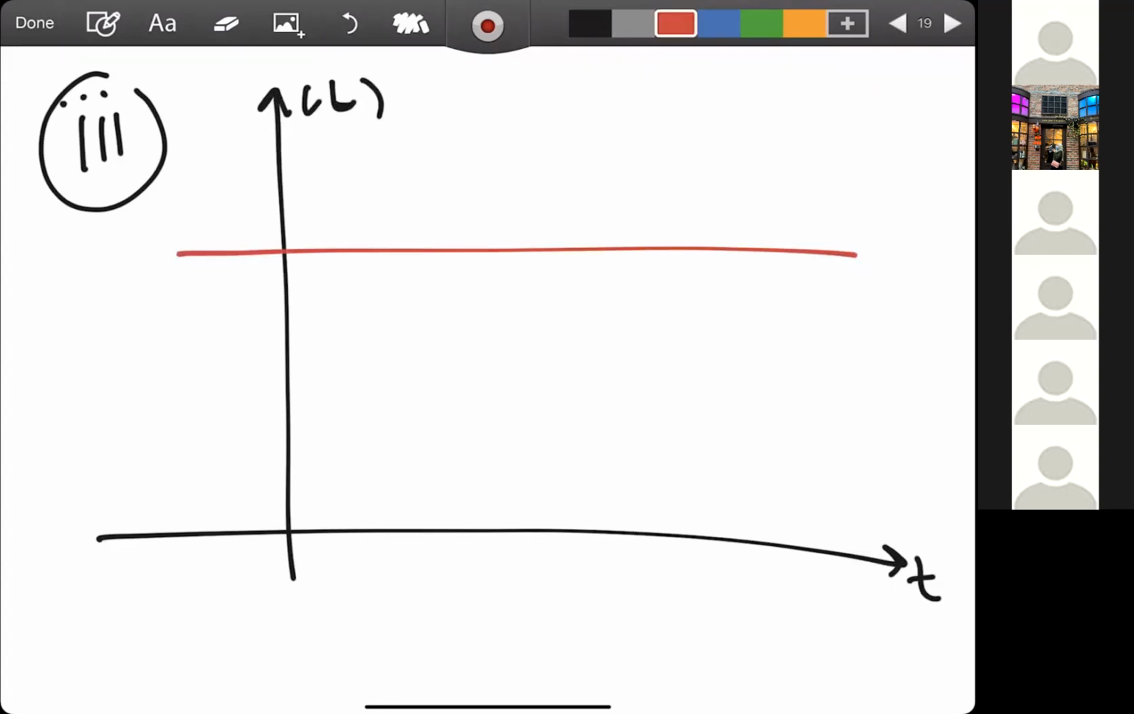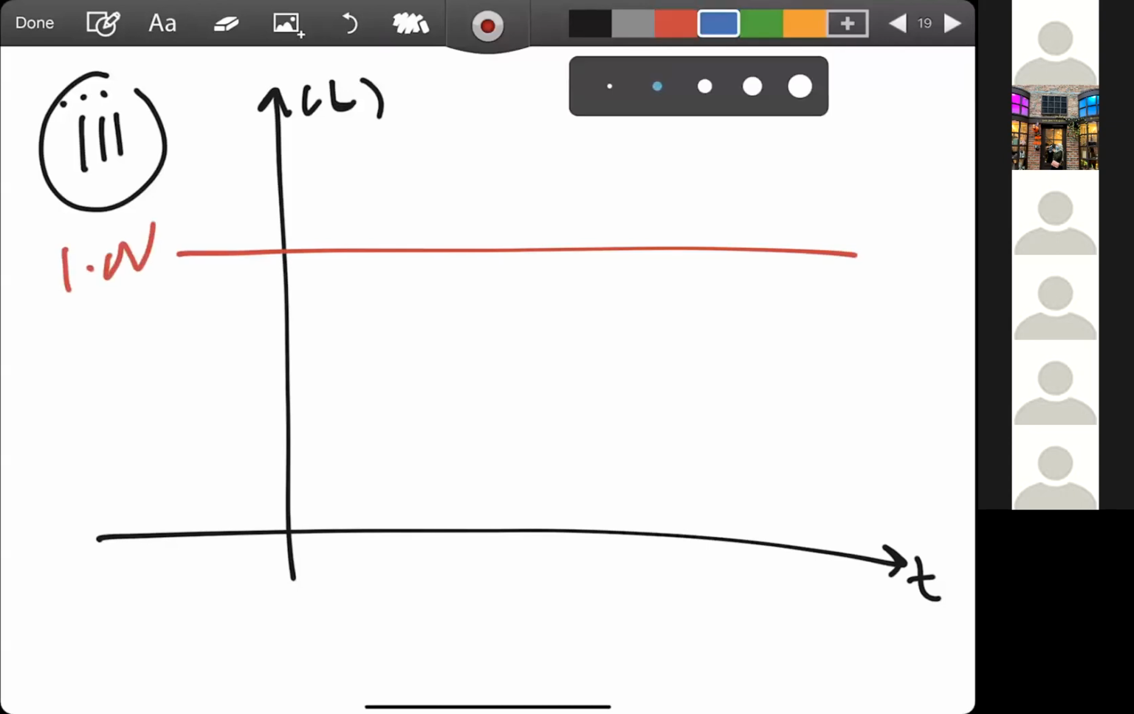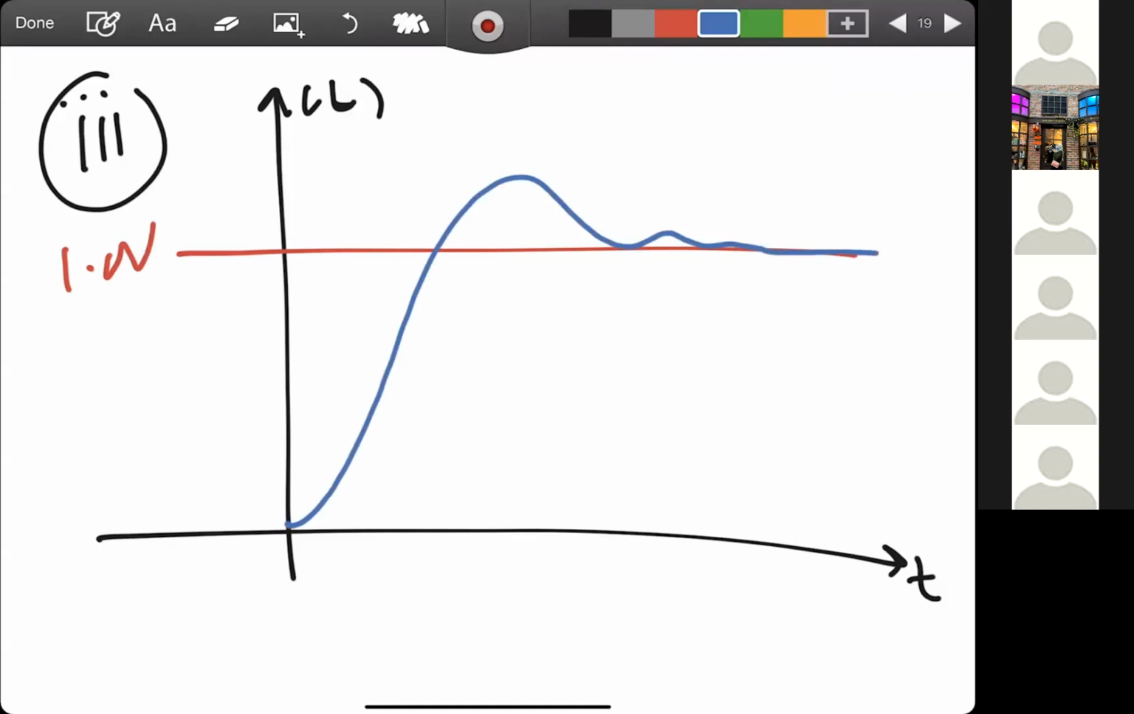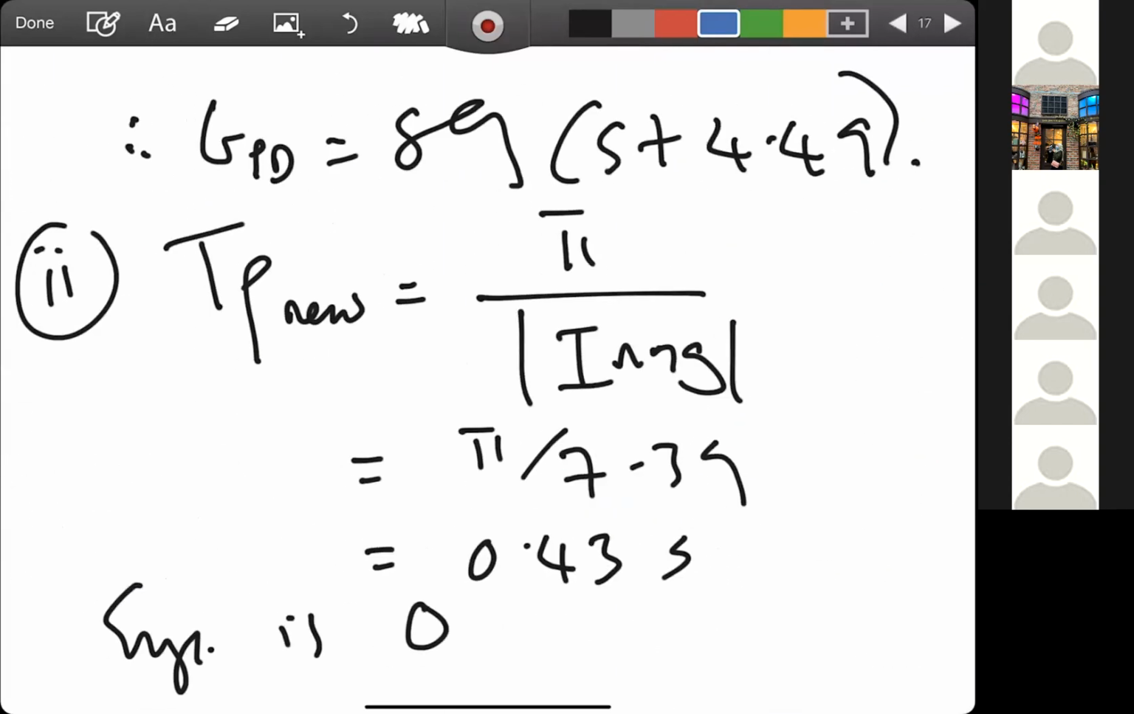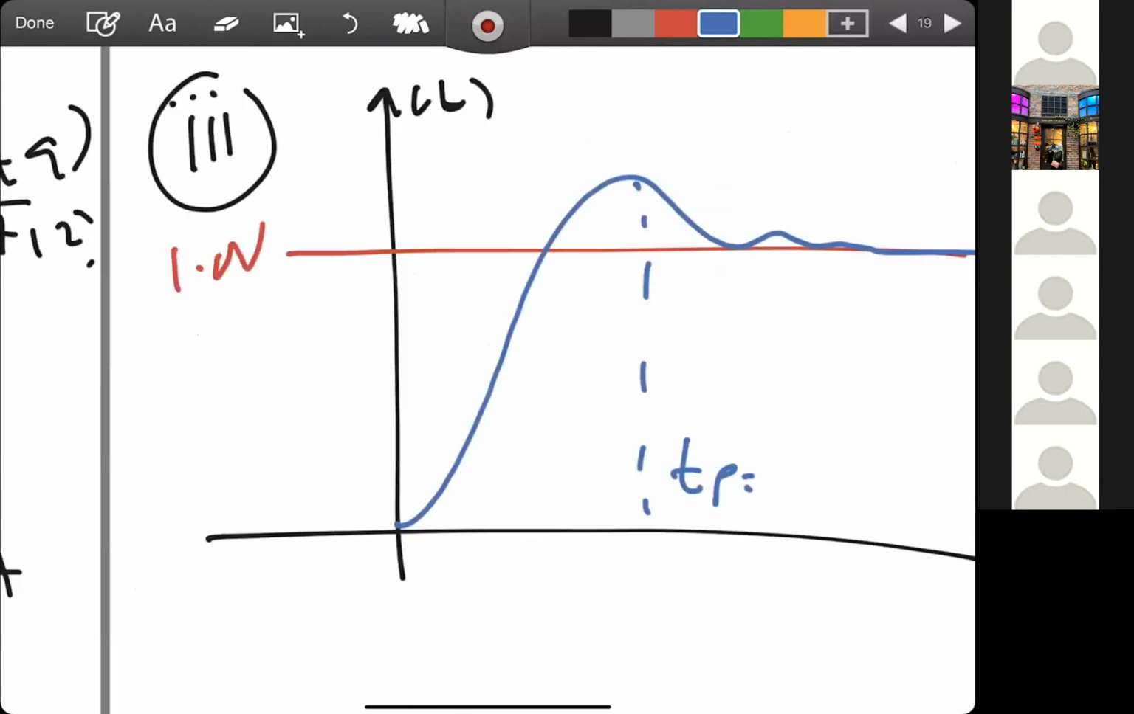So the sketch will be like this. This is the input and the output, and the peak time, which is 0.43 seconds.